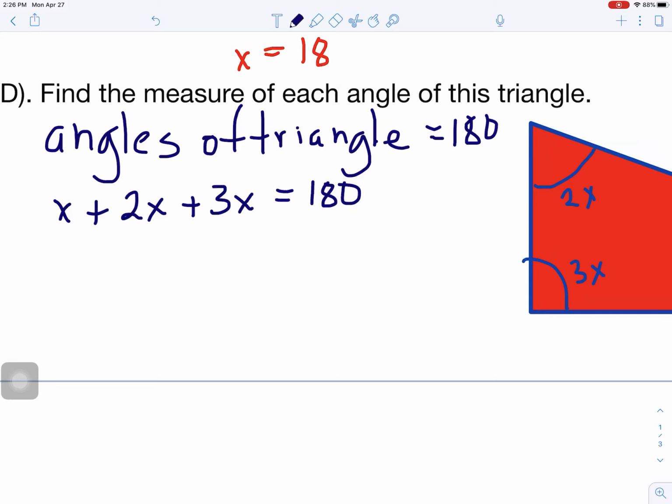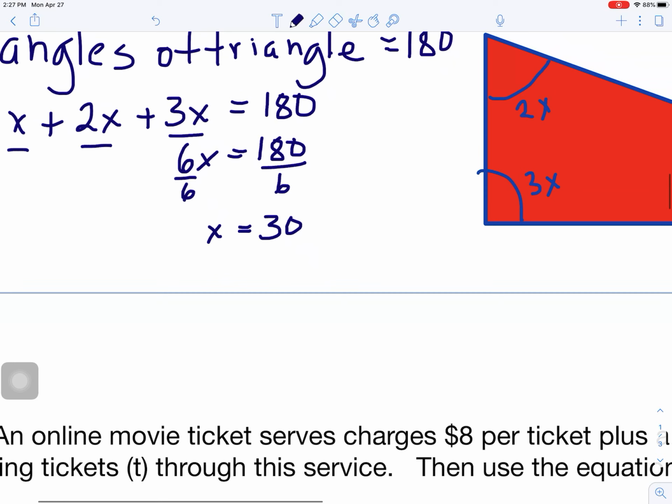right? So now that we have that information, we go x plus 2x is 3x plus another 3x. We find out that 6x equals 180. That would mean that we have to divide both sides by 6, and that would tell us that x equals 30. But that's not all we have to find out. We have to find out 2x is going to be 2 times 30, which is 60, and 3x is 3 times 30, which is 90.